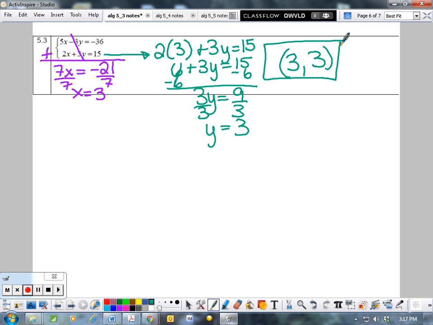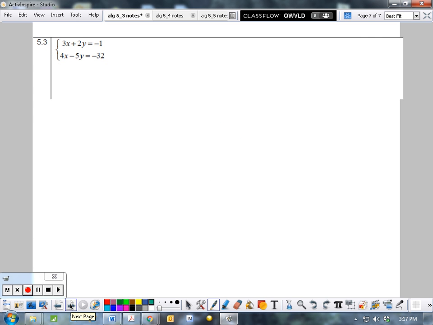Now we have one more problem. And so now when we look at it, we've got 3x plus 2y equals negative 1, 4x minus 5y equals negative 32. And now I have to decide, what am I going to try and cancel, my x's or my y's? I'm going to go with my y's this time. If I have a positive 2 and a negative 5, I don't have to worry about switching signs because one's already positive, one's negative. So I just need them to be the same number. 2 times 5 is 10, so I'm going to times the top one by 5, the bottom one by 2. We're going to go ahead and multiply that out.